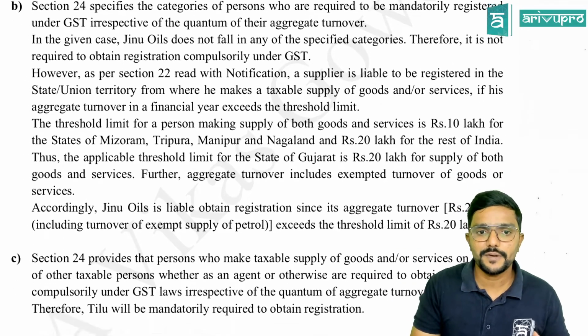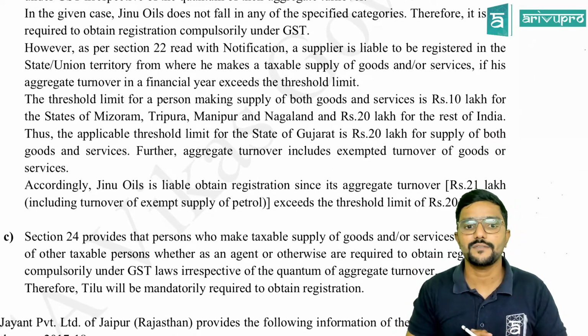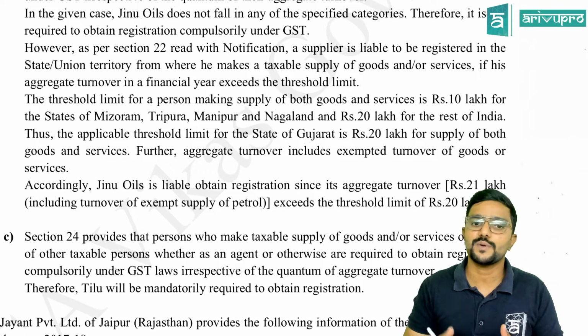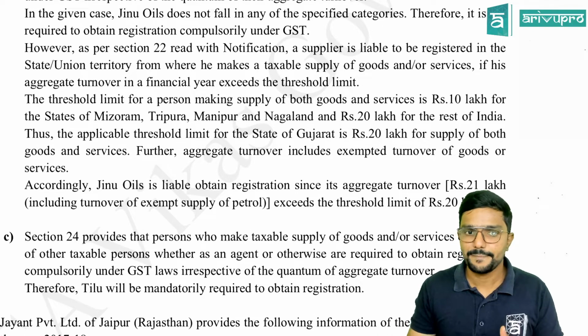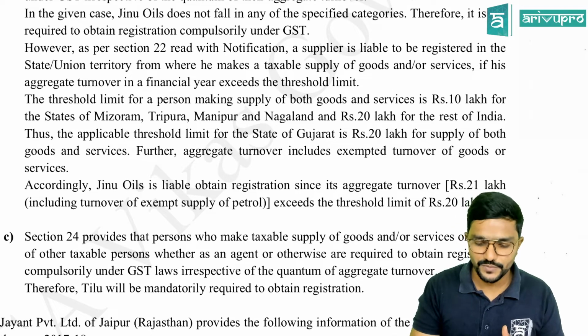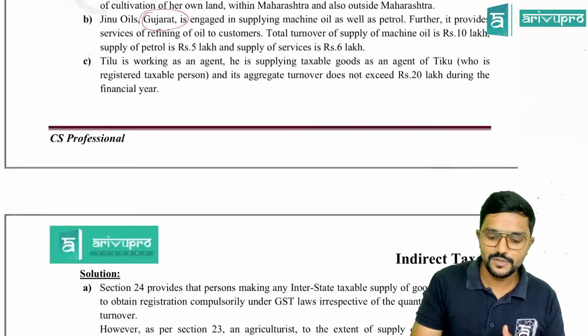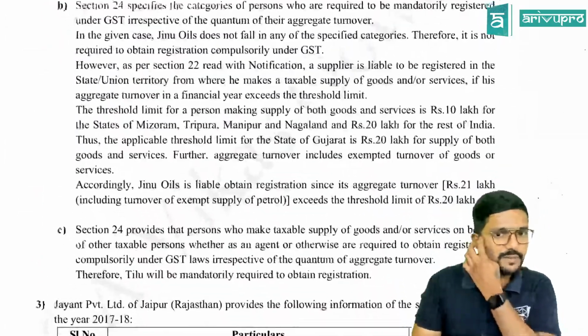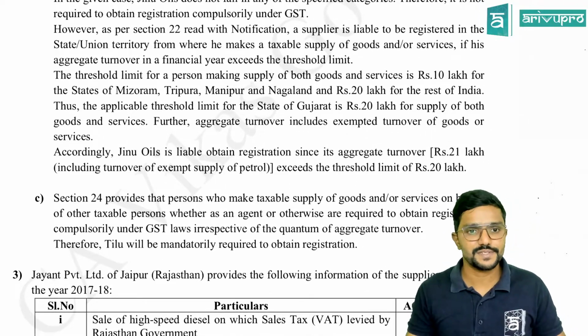So the threshold limit for a person making supply of both goods as well as services is 10 lakh for the states of Mizoram, Tripura, Manipur and Nagaland, and 20 lakh for the rest of India. Thus, the applicable threshold limit for the state of Gujarat. So this person is from Gujarat. So Gujarat is a normal state. The applicable limit would be 20 lakh for the supply of both goods as well as services.